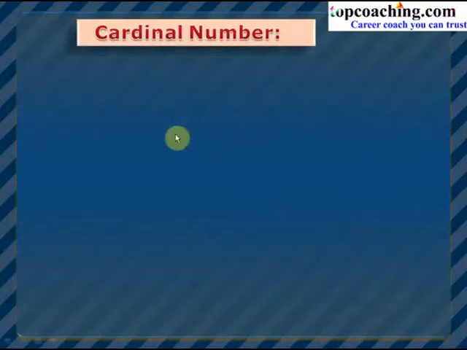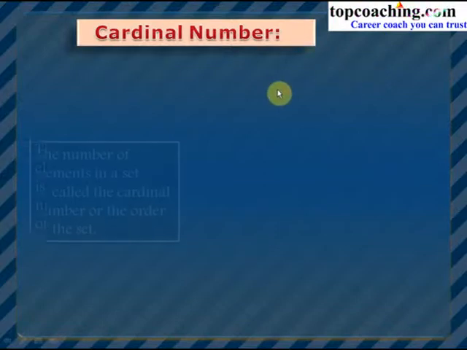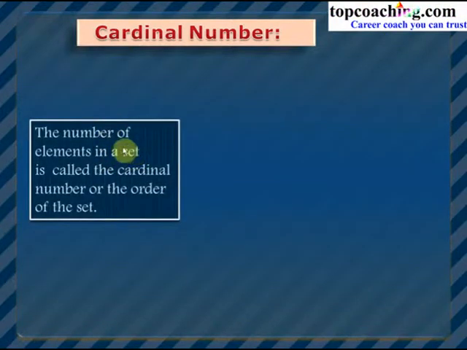Now there's a concept which is the cardinal number. What do we mean by cardinal number? The number of elements in a set is called the cardinal number or the order of the set. So cardinal number is also known as the order of the set, and it is nothing but the number of elements in a particular set.